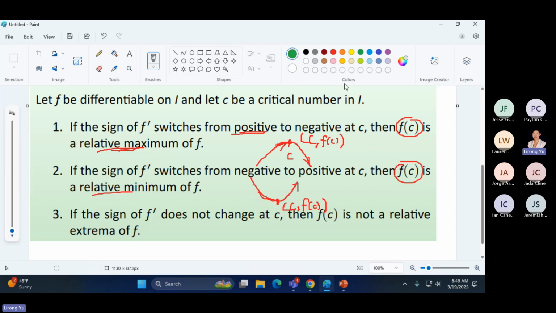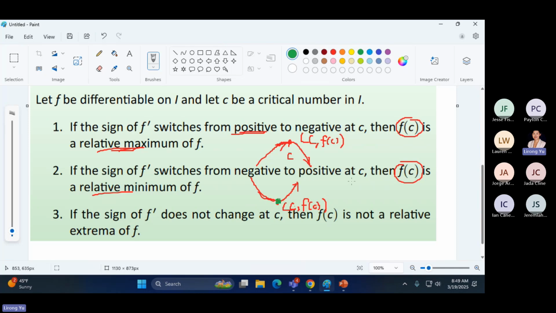And you can see from the graph that in between the decreasing and increasing interval, you have a special critical point where you have the minimum. Lastly, the third scenario is if the sign of f prime does not change at C, then f of C is not a relative extremum. So it's not a relative minimum or a relative maximum.